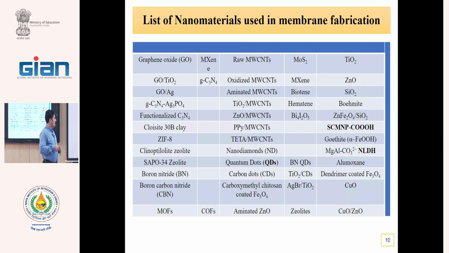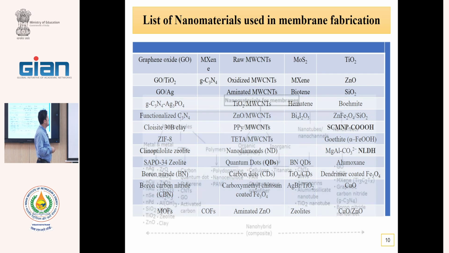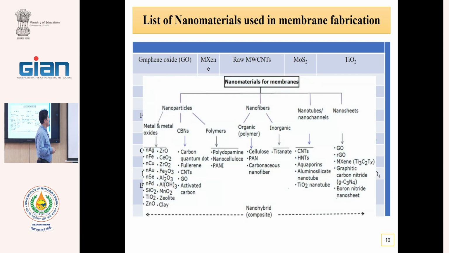For example, these nanomaterials have antibacterial properties. You can see we can couple two nanomaterials together, or three nanomaterials can be coupled together, for increasing the properties of the nanomaterials.